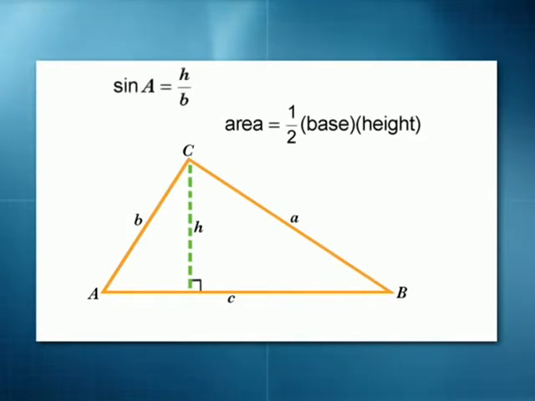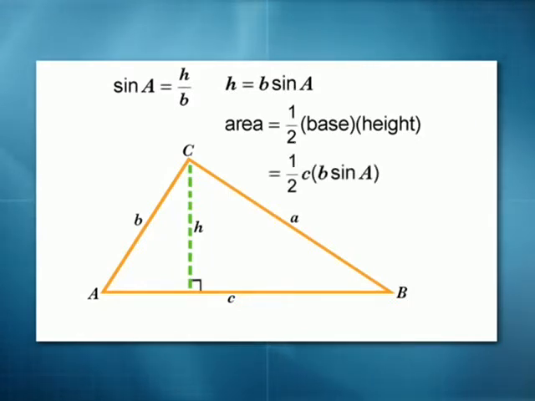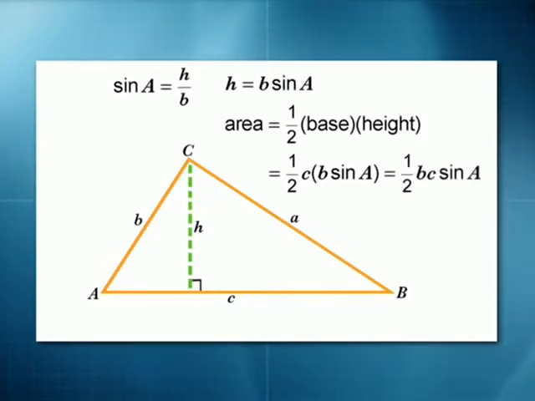Well, let's use our definition of trigonometry. Sine A is h over b. Sine of A is opposite over hypotenuse. And now we have that the height would be b sine A, moving the b to the other side. And the area is 1/2 base times height, which is 1/2, the base is c in this triangle, and the height is now b sine A from that derivation we just did. And so the final answer is 1/2 bc sine A.